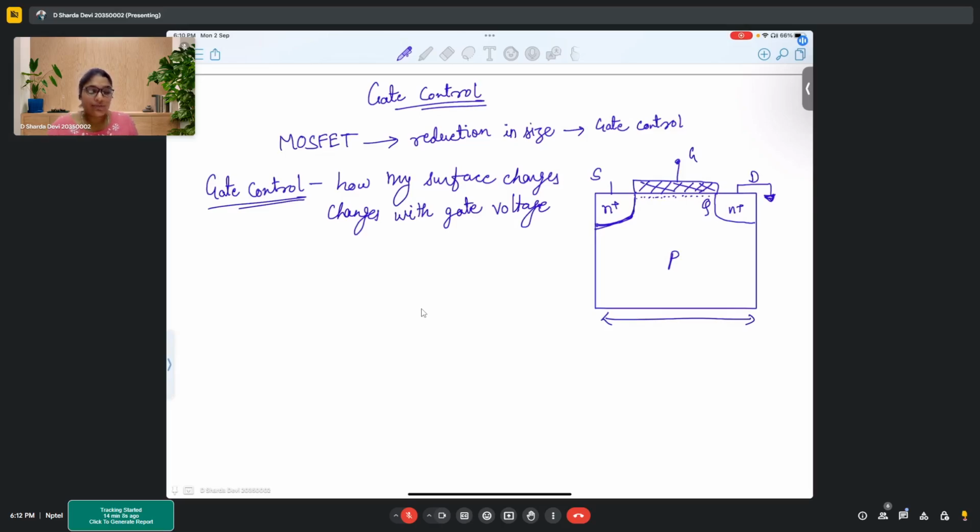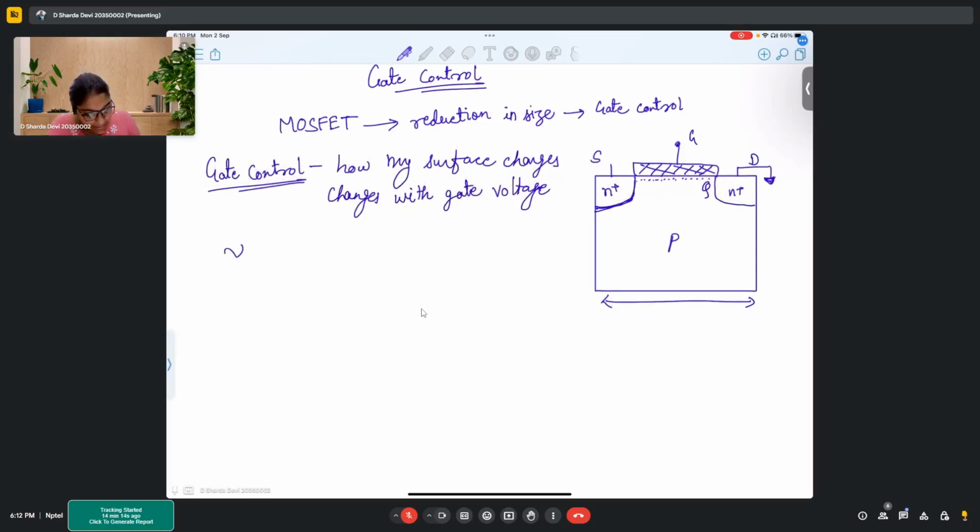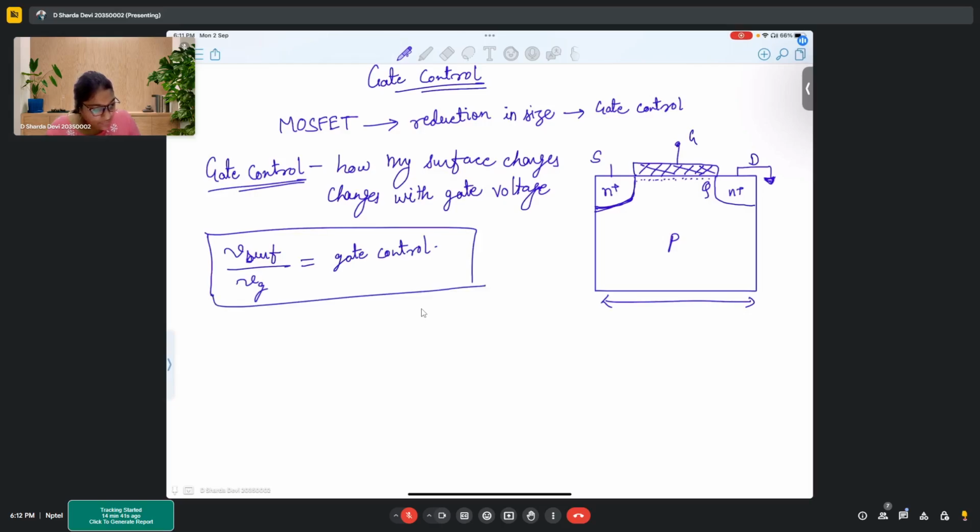Now, from a formula point of view, let's say V surface upon VG. This is gate control. How my potential at the surface changes with my gate voltage gives me gate control. This is also denoted by m. So let's do a small derivation to understand this.